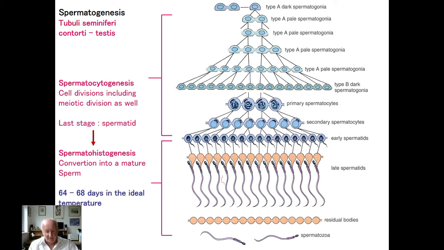And the first part of spermatogenesis is cell divisions, including, of course, meiotic division, meiosis. The last stage after the second meiotic division is a very small cell, a spermatid. This spermatid has 23 chromosomes, each chromosome one chromatid. It cannot divide anymore. These nice, very small cells will now undergo spermatohistogenesis, differentiation from a spermatid into a ready, definitive sperm.